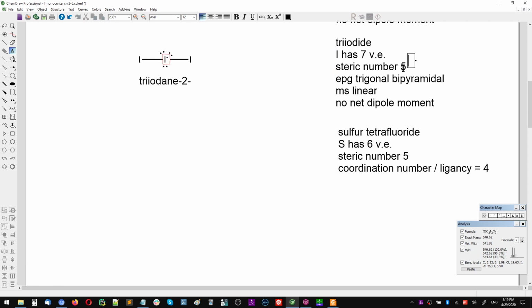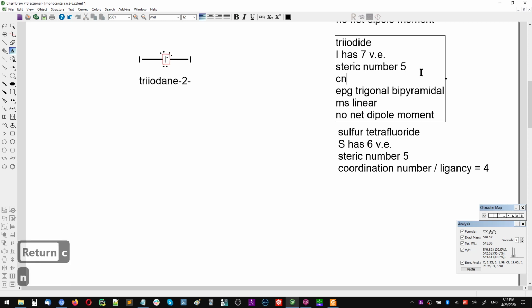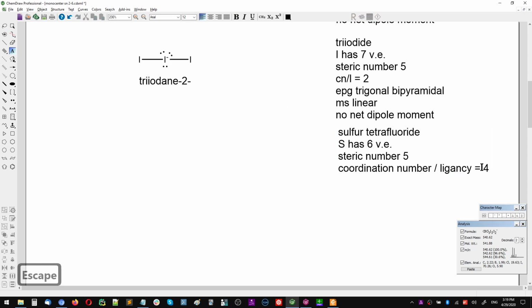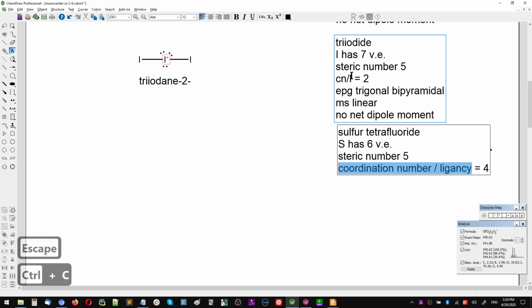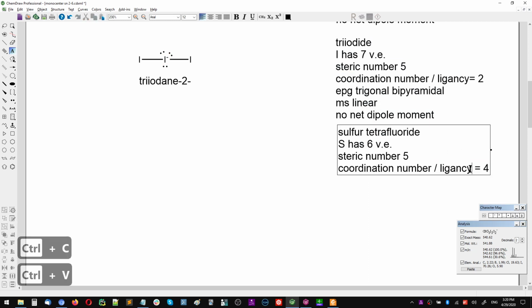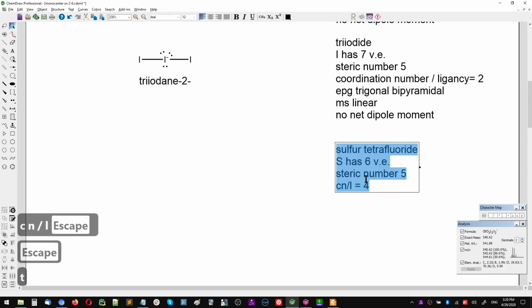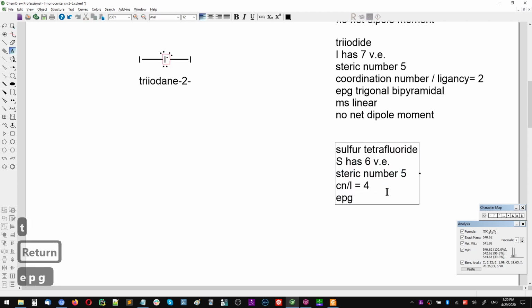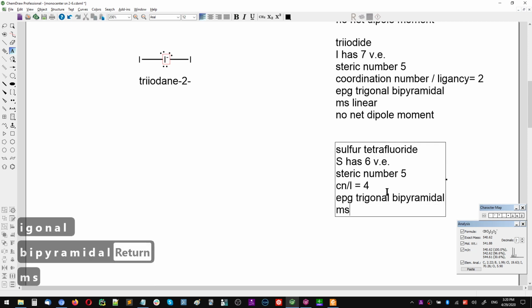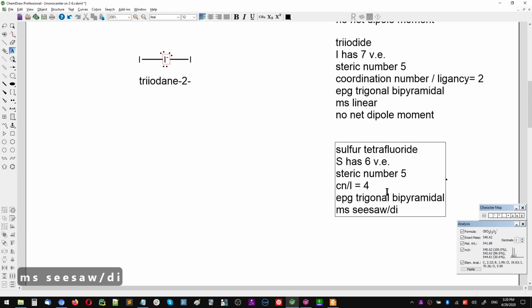For example, the coordination number here is 2 because the central atom has only 2 bonds. In this case it has 4, so the coordination number, ligancy, is 4. Maybe I should use the shortcut here, not above. Okay, so the electron pair geometry is again trigonal bipyramidal. It is, right? But in this case the molecular shape is seesaw, I believe, which has a second name, a synonym for it, disphenoidal.